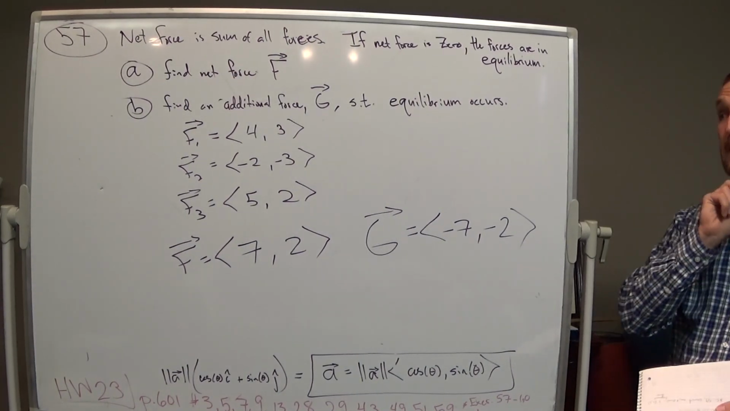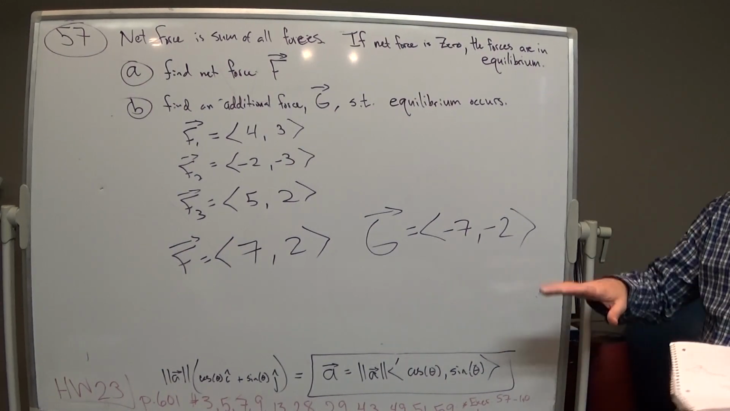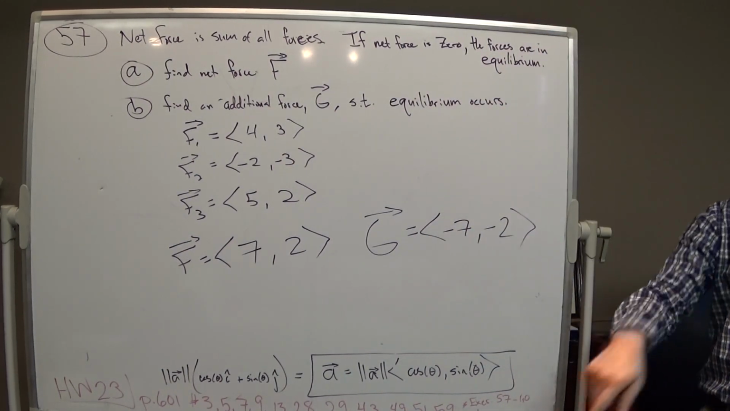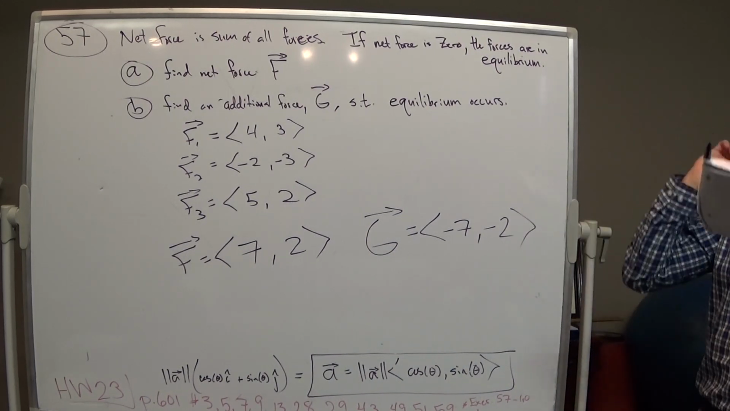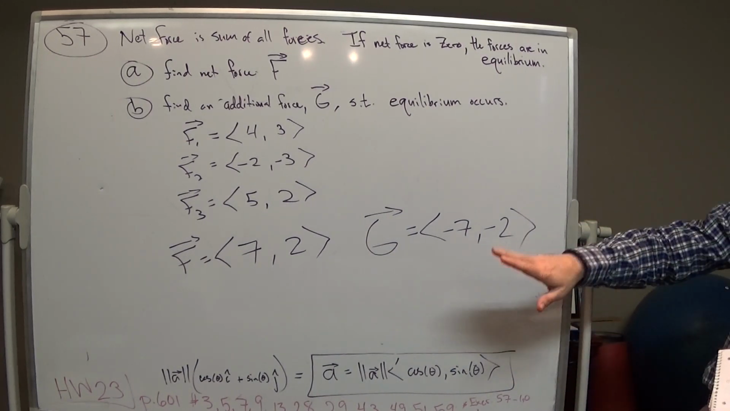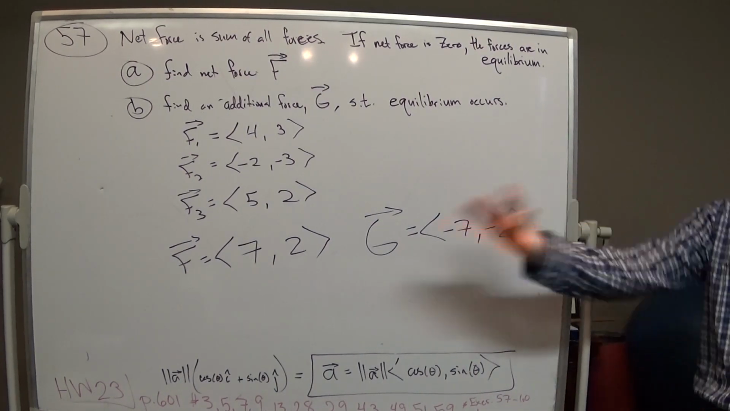You see this in physics problems all the time. This is very much a physics type problem where you have a rope pulling this way, a rope pulling this way, a rope pulling this way, and you're building a bridge. So what rope do you need at what tension? It would be the thing that makes equilibrium so that your bridge doesn't fall over.